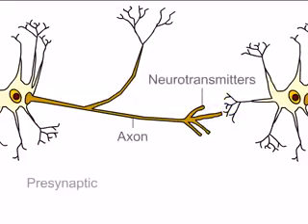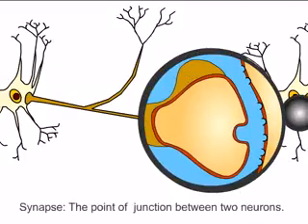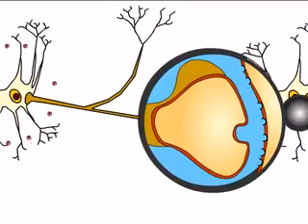Nerves communicate with each other chemically by sending signals, or neurotransmitters, via the axon. The first nerve is the presynaptic. The second is the postsynaptic. The synapse is the point of junction between two neurons. If a nerve cell's depolarization is great enough, then the nerve fires an action potential.